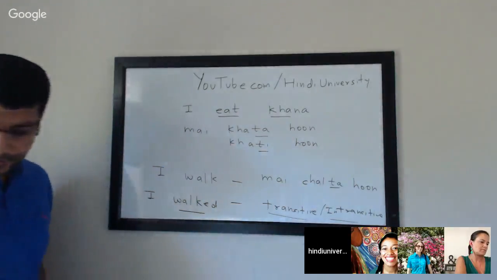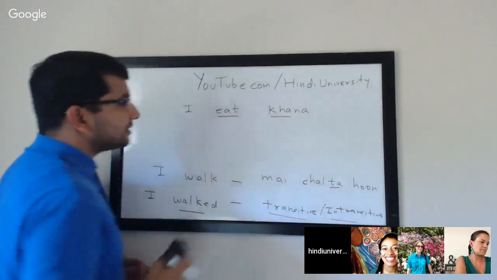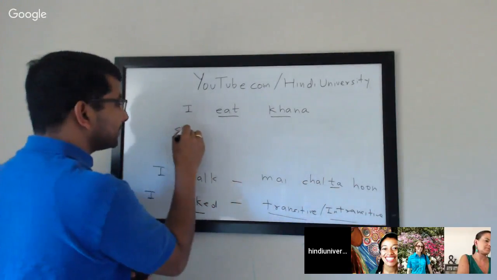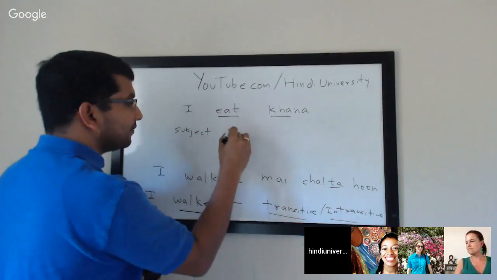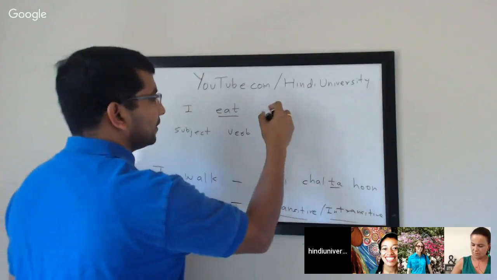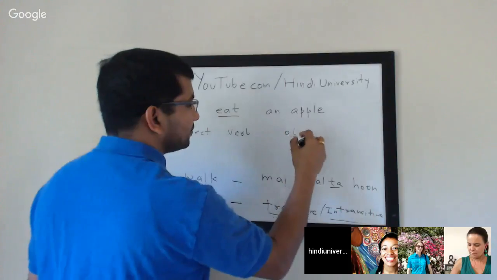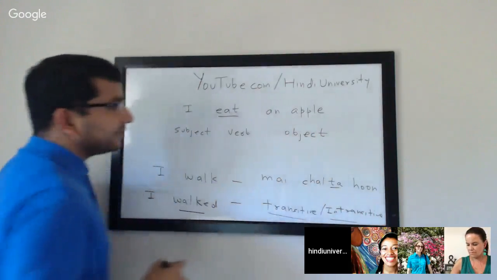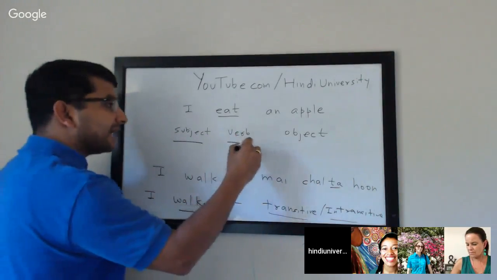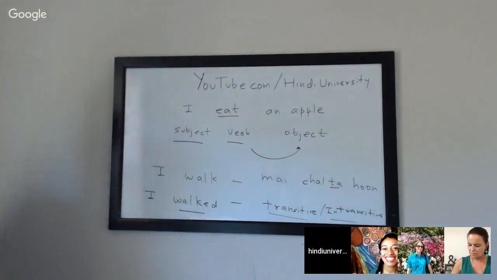Okay, I eat. Now, one way to look at a transitive verb is that there is always an object. This is your subject, this is your verb, and let's say you have an apple. Okay, this is your object. I eat an apple. So the subject is performing this action, which is directly received by this object. Okay, I eat an apple.